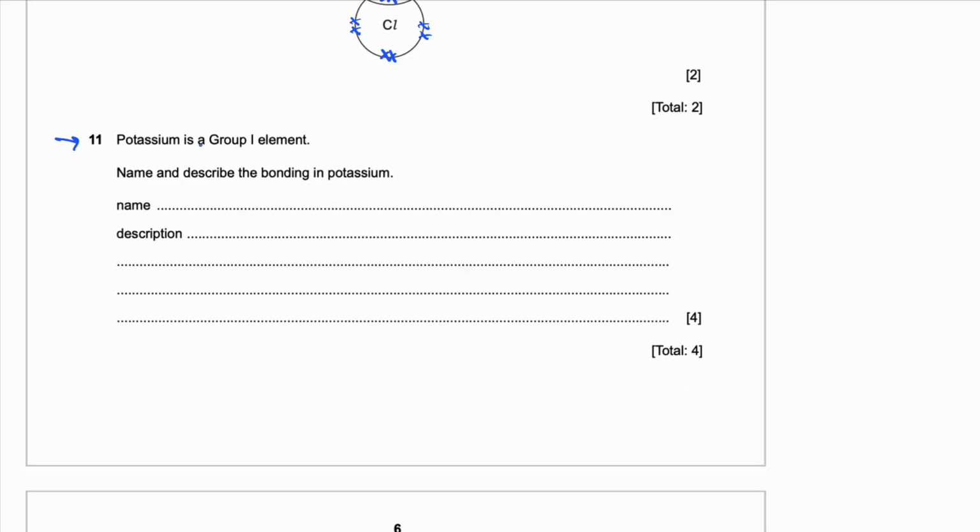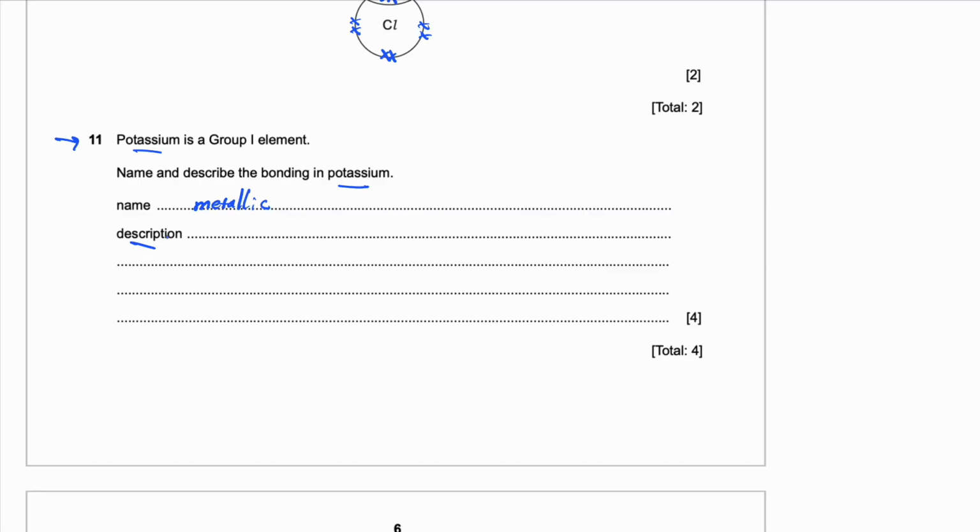Question 11. Potassium is a group 1 element. Name and describe bonding in potassium. Since potassium is a metal and it's just potassium atoms that are making bonds together, metal atoms make a type of bonding named metallic bonding. And the description of metallic bonding is simply the definition of metallic bonding.